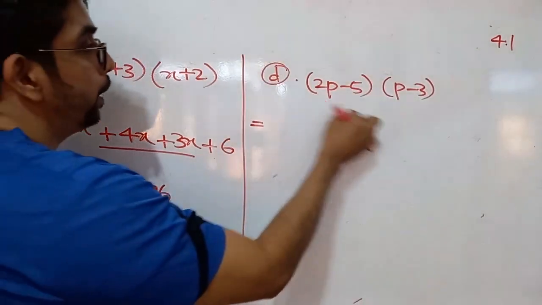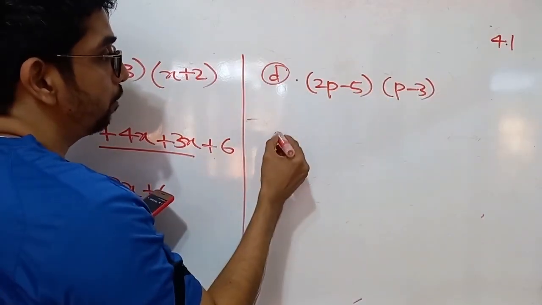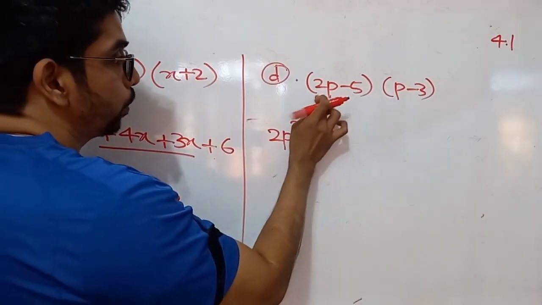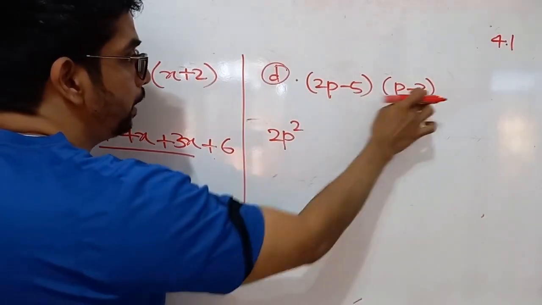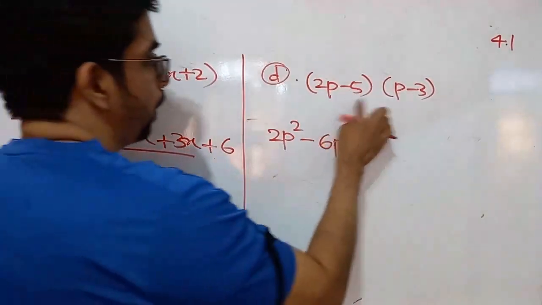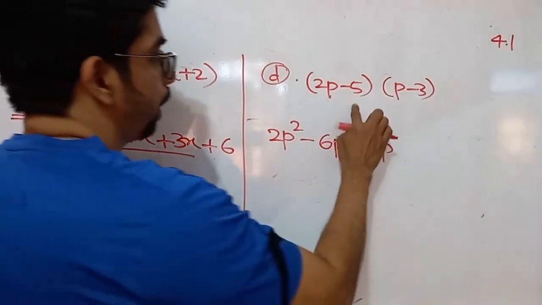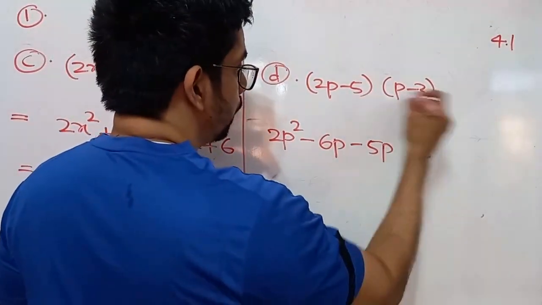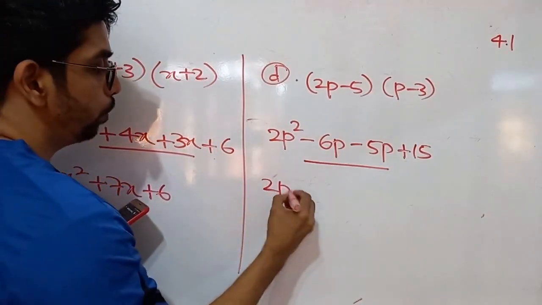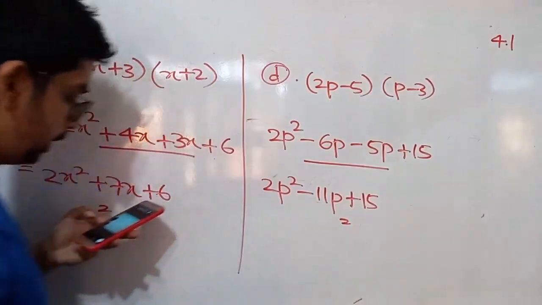Right. 2p times p, we have what? 2p times p, we have 2p squared. Positive into positive, we have positive. 2p times 3, that is 6p, negative 6p. 5 into p, that is 5p, negative 5p. 5 into 3, that is 15. So here we have positive 15. So these are what, like terms. 2p squared negative 11p plus 15.